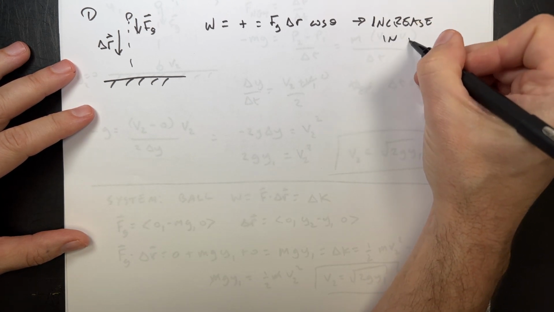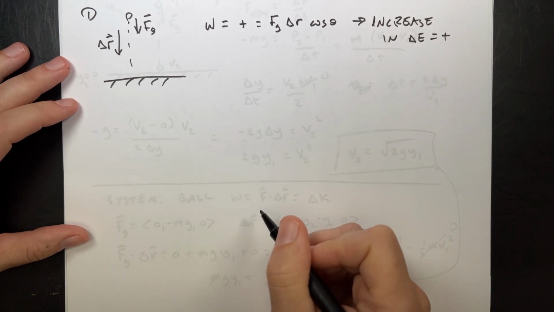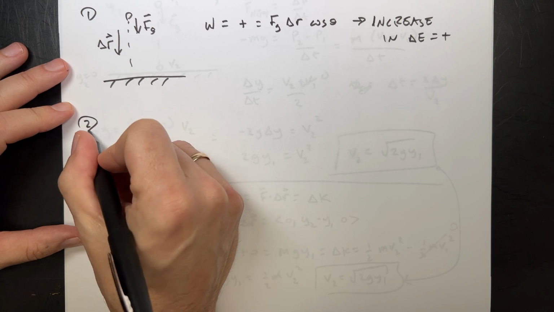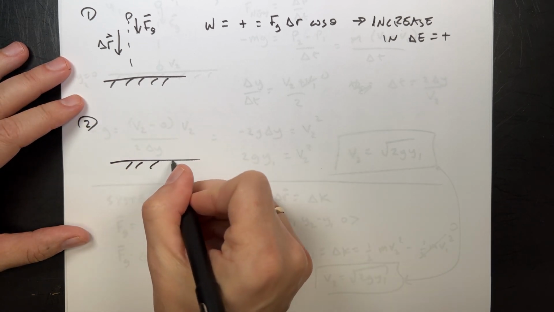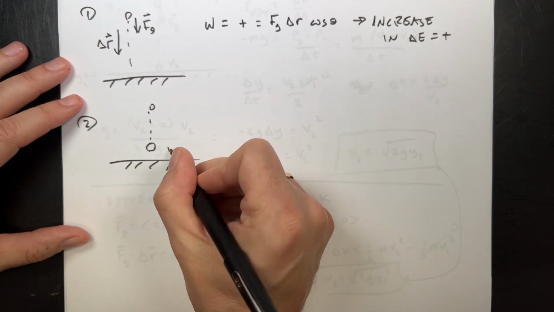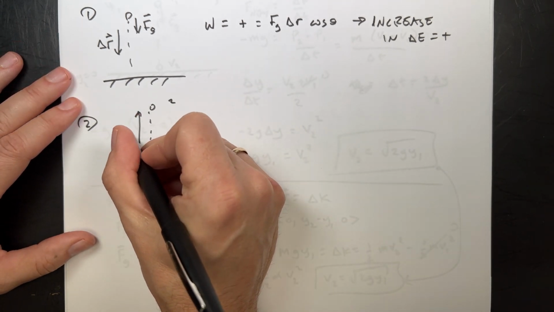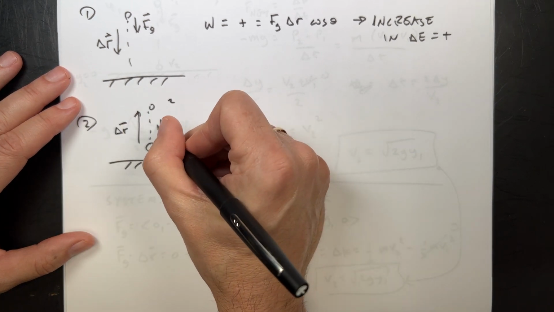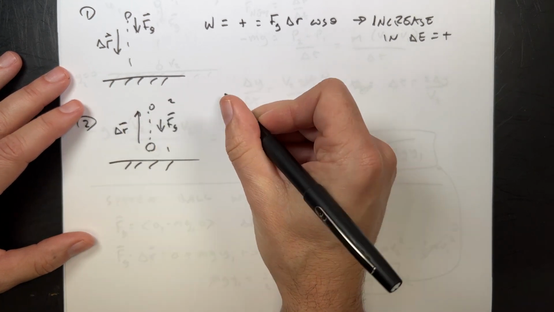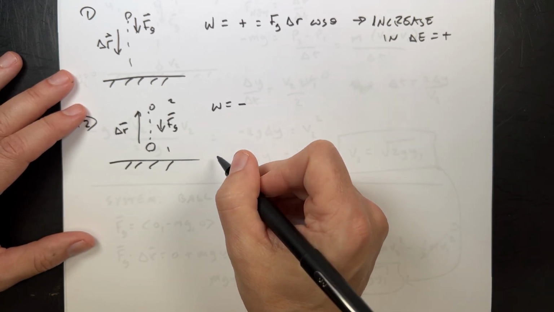Or delta E equals positive also. Okay, what about another case? What if I have a ball, but I throw the ball and it's going up? So it's going from 1 to 2. Now, delta R is this way, but the gravitational force is that way. So work will be equal to a negative number.